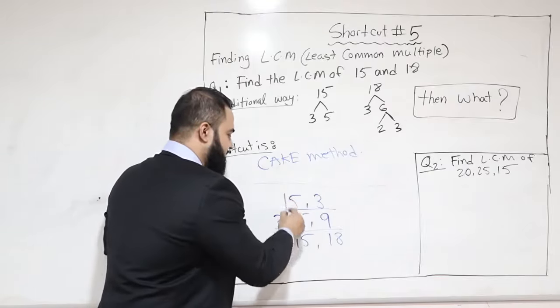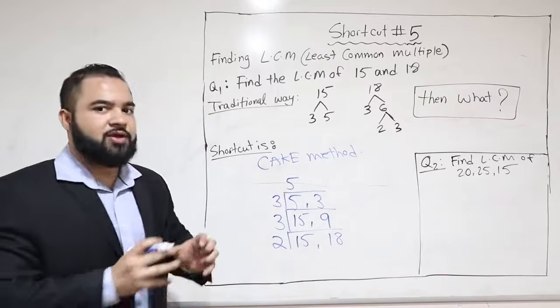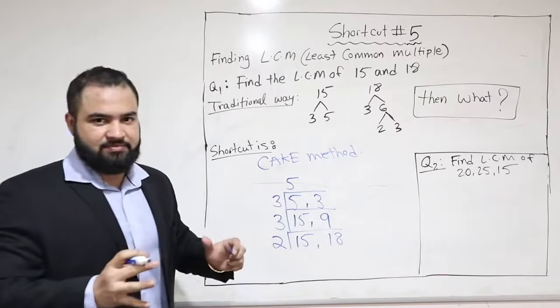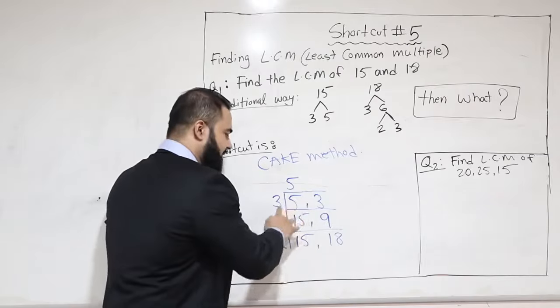Now let's make another layer of the cake. Now can I divide by 3 again? Yes, let's divide by 3. Can I divide 5 by 3? No, so I keep the 5 as it is. Remember, if you cannot divide, you keep it as it is. Can I divide the 3 by 3? Yes, then you get a 1.